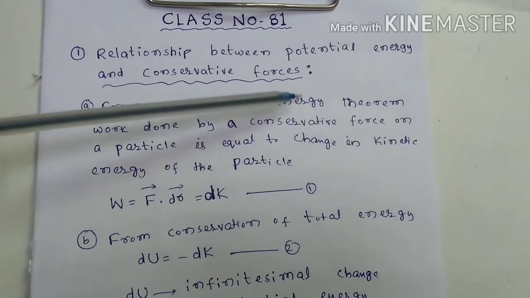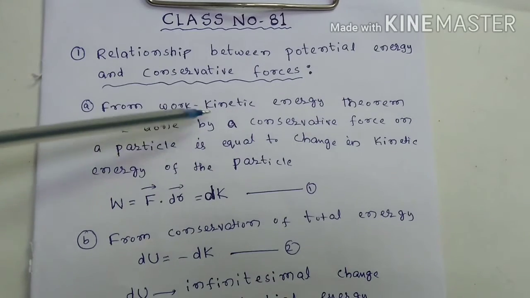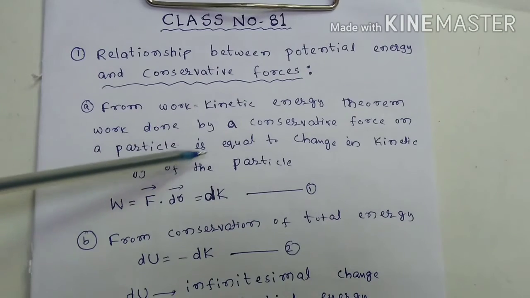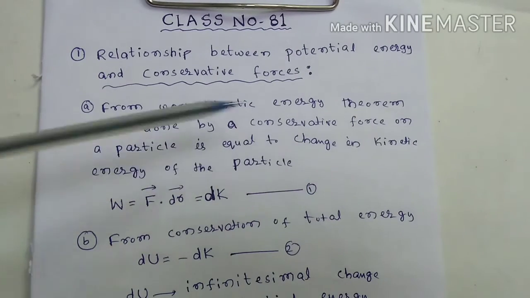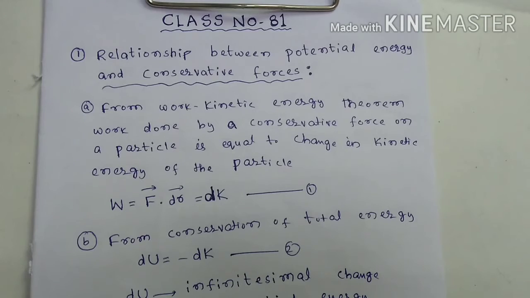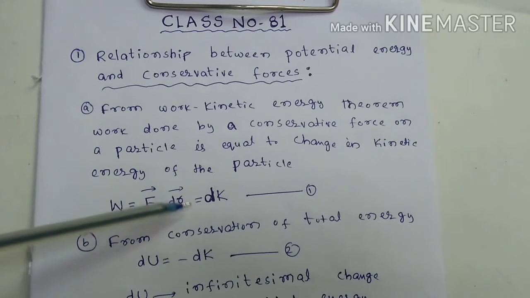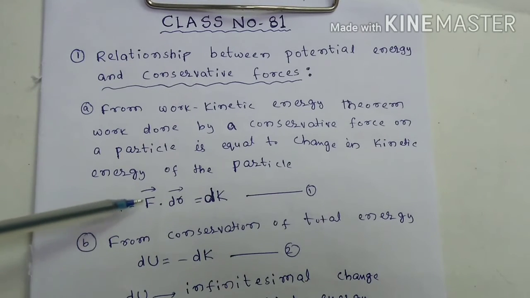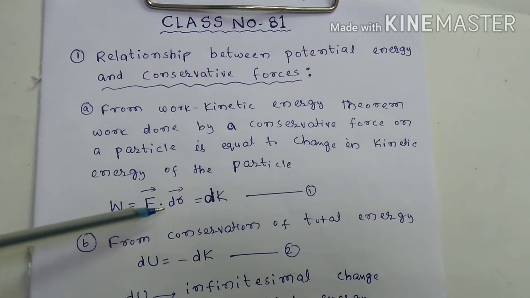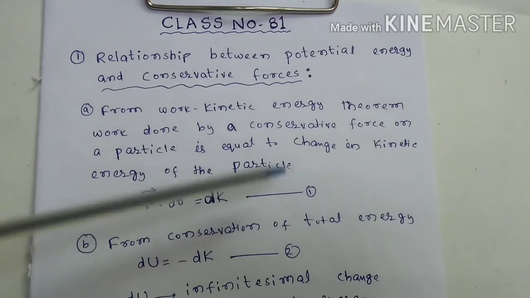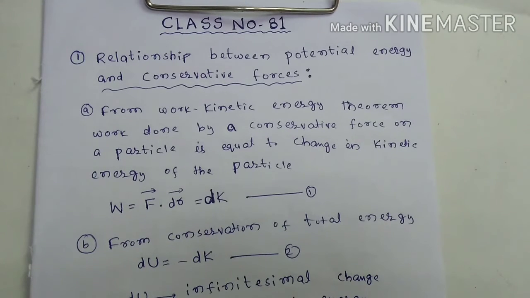From the work kinetic energy theorem, work done by a conservative force on a particle is equal to the change in kinetic energy of the particle. I already explained the work kinetic energy theorem. So I am writing the simple formula. Work done is equal to F dot dr. F is force, dr is small change in displacement. dK is small change in kinetic energy. This is equation 1.